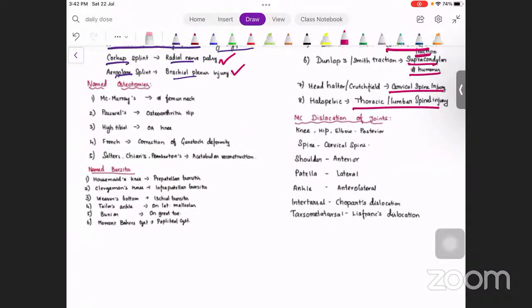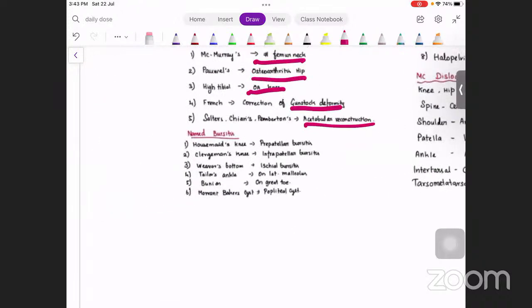Then named osteotomies: McMurray's, fracture of the neck; Pauwels', osteoarthritis of hip; high tibial osteotomy, osteoarthritis of knee; French osteotomy, correction of gunstock deformity; Salter, Chiari or Pemberton's, acetabular reconstruction. Salter's, Chiari's or Pemberton's will be done for acetabular reconstruction. Then named bursitis: housemaid's knee, prepatellar bursitis; clergyman's knee, infrapatellar bursitis; weaver's bottom, ischial bursitis; tailor's ankle, lateral malleolus; and bunion, bursitis on the great toe. And you have the Morrant Baker cyst, a popliteal cyst.